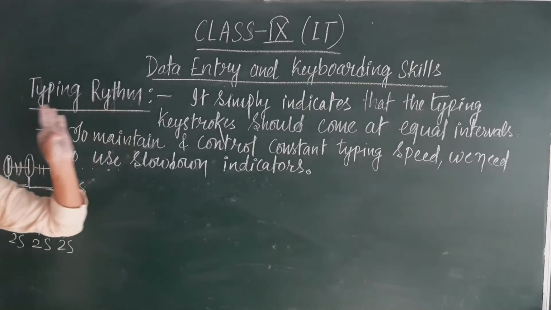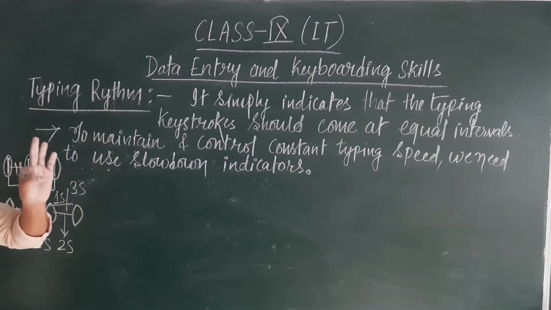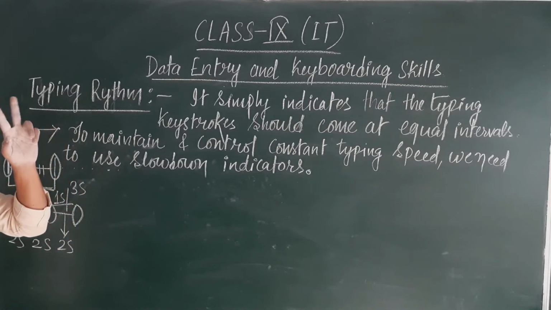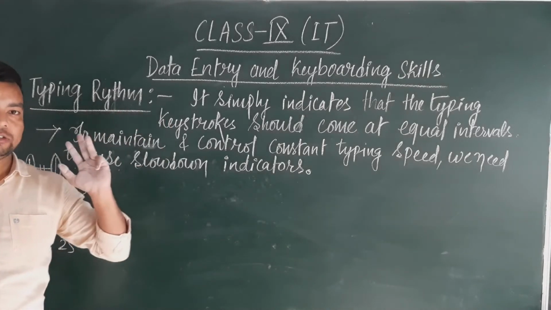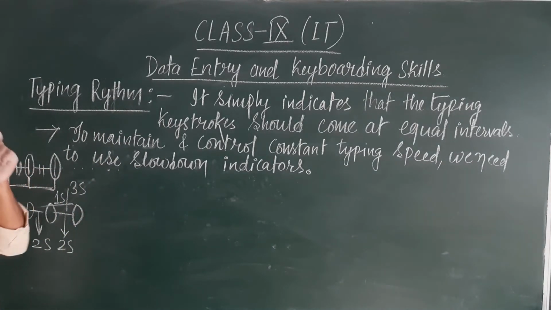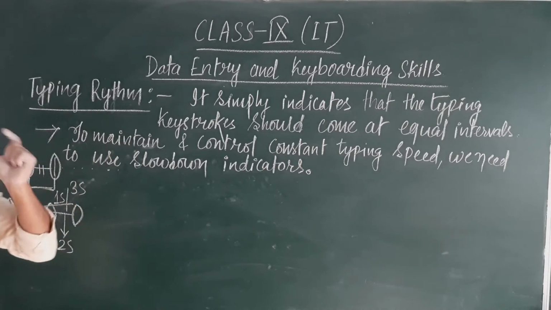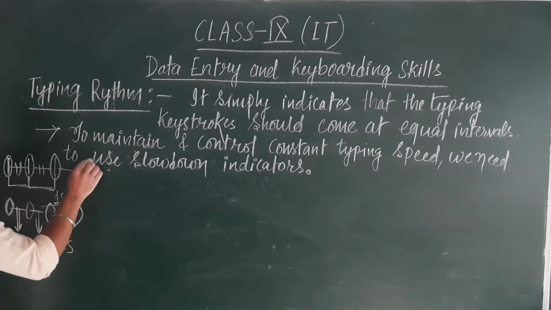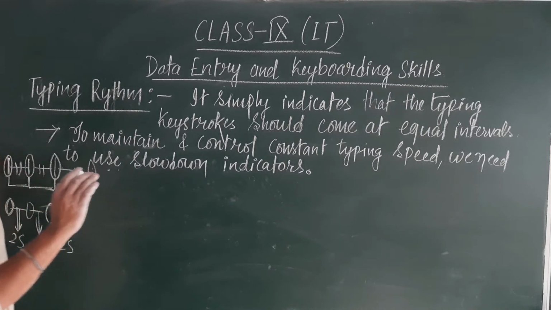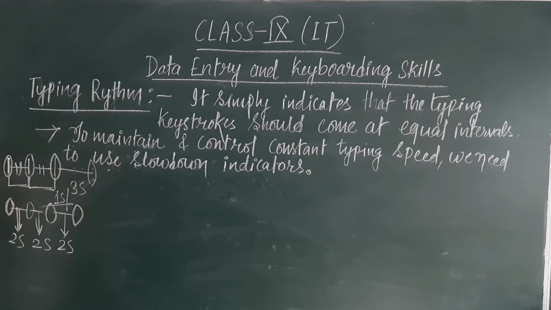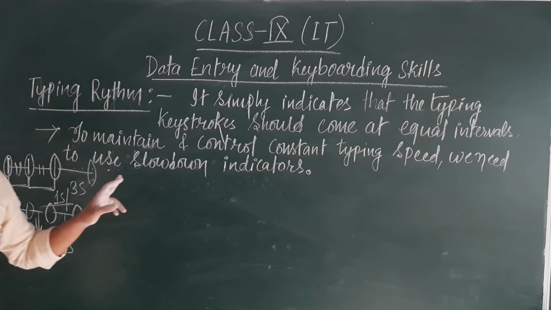So the first point is, what is typing rhythm? Typing rhythm simply denotes that in between two keystrokes, each and every keystroke should be coming at equal intervals. Suppose we should be maintaining a constant time duration in between two keystrokes. Whenever we insert data using our keyboard, we should always maintain a constant time interval in which these keystrokes are being provided.